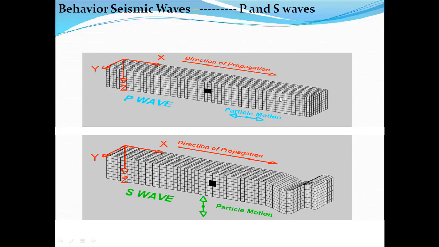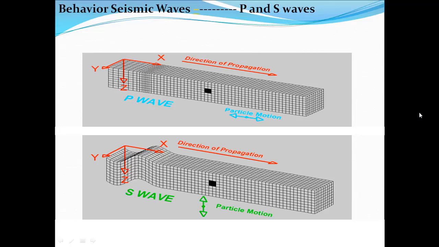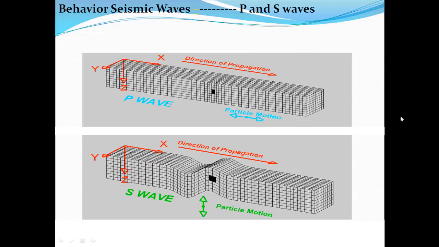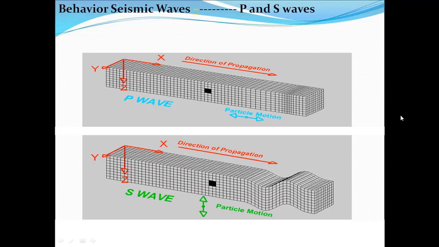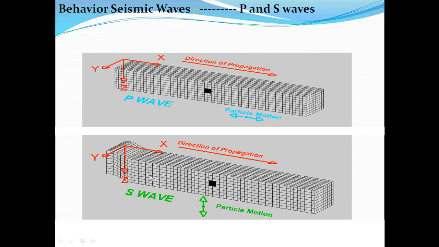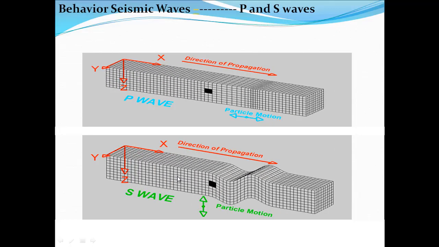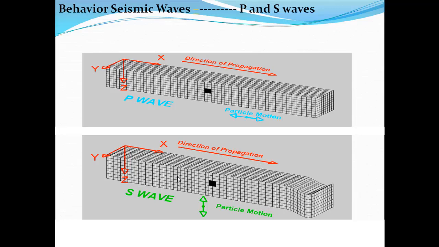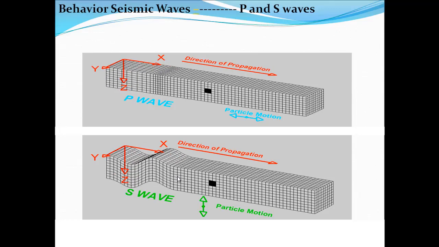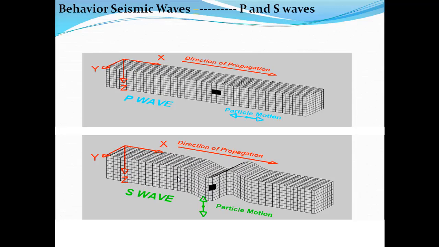They are the fastest traveling waves and arrive at all the stations first. They can travel through solids and liquids, both media. Below is S waves. These are also called the transverse waves. It is slower than the P waves, arrives at all the stations second, after the P waves. It can travel through solids only.